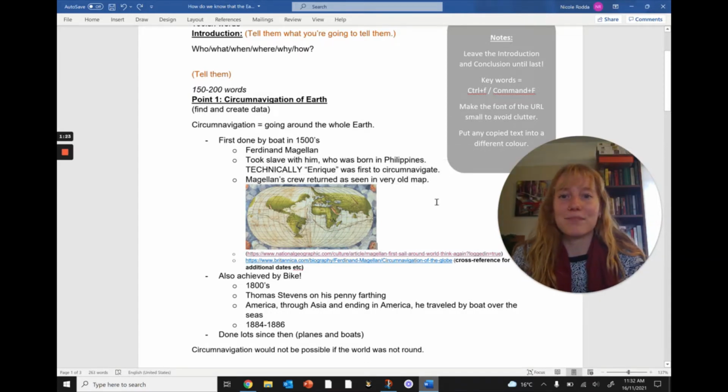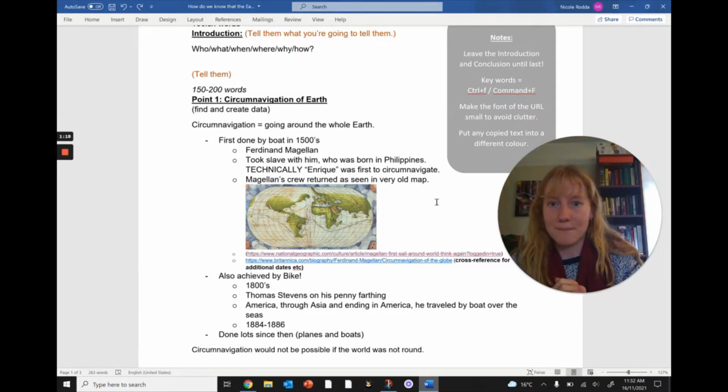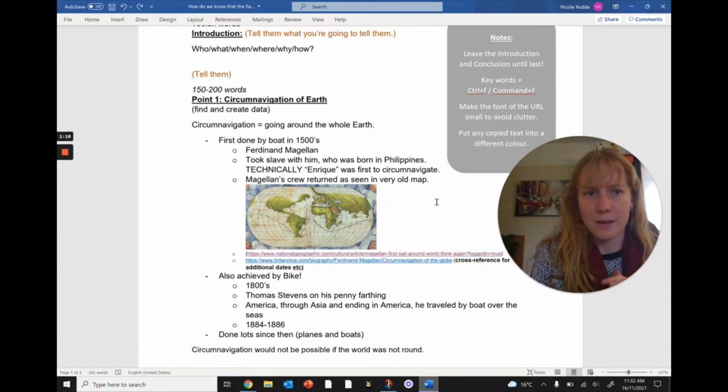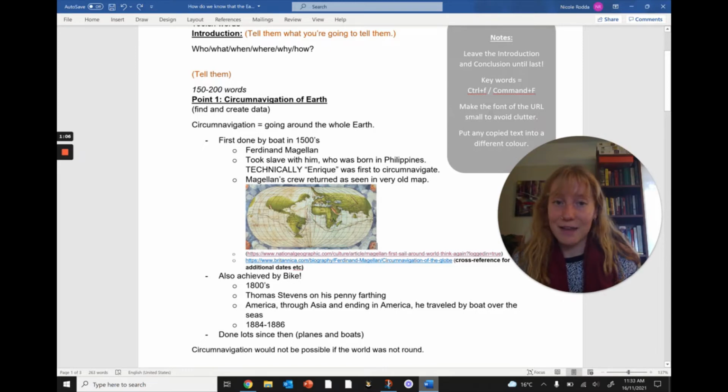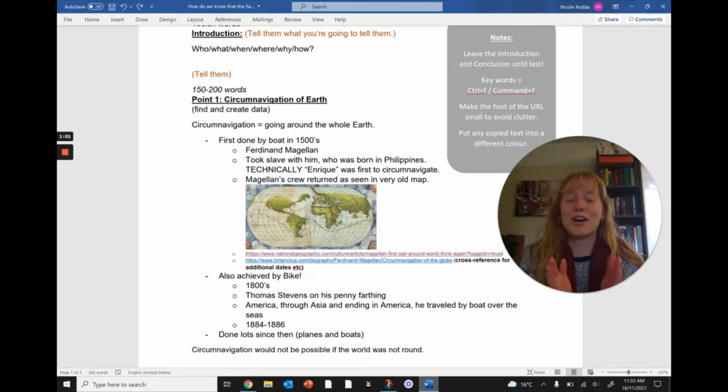Okay, so he actually took a slave with him. The slave was born originally in the Philippines, and this guy sailed from somewhere in Europe, and he had this slave with him. He sailed all around here, and when he got to the Philippines, this slave that he had brought with him actually could speak the native language because he was home. And so the point of this article is actually that Magellan is not the first person to circumnavigate the globe. It actually was his slave, Enrique, which is amazing. And so that's a really fun fact that I found.